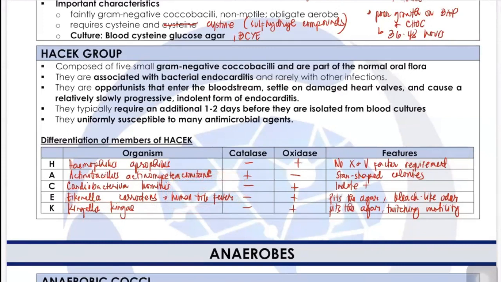Now, another recall question about the HACEK group. Sa ano na daw ba yung bagong pangalan ng certain members of the HACEK? So take note, guys, that Haemophilus and Actinobacillus are now grouped as Aggregatibacter. So today, it's already Aggregatibacter aphrophilus and Aggregatibacter actinomycetemcomitans. So dalawa lang naman sila yung na-regroup into Aggregatibacter.